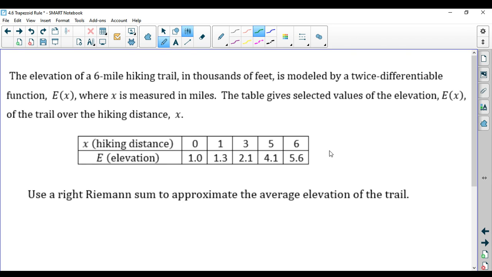Here's applied Riemann sum example problem number 2, and this one deals with average value. So the situation is we have a 6-mile hiking trail. The elevation, which is in thousands of feet, is given. So the first one is 1,000 feet, the next one's 1,300 feet, and so on. And each of those elevations is at a certain distance, which is in miles.